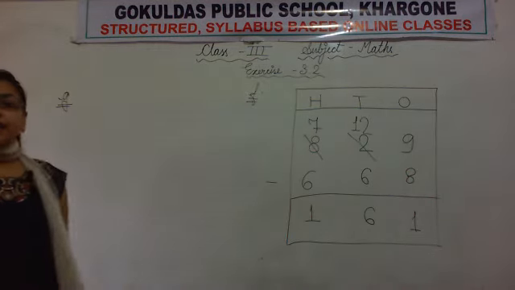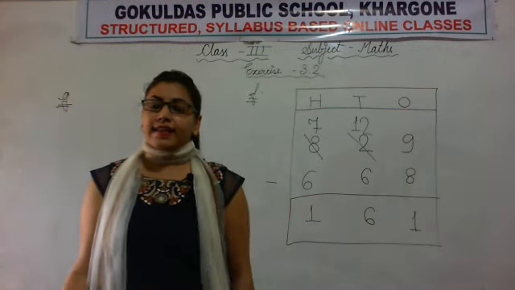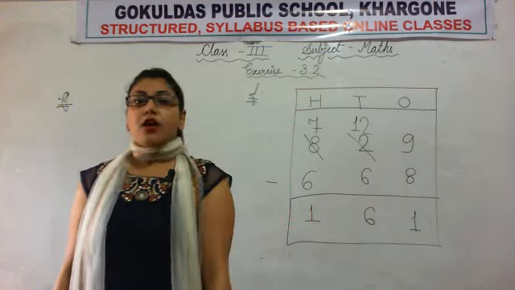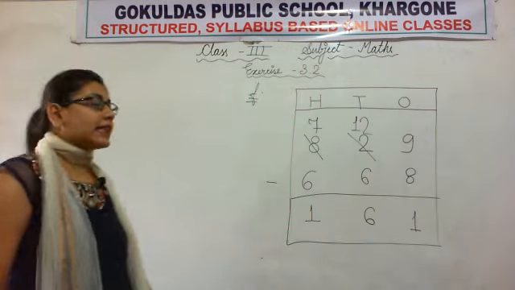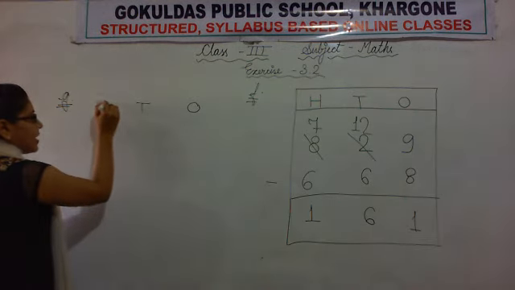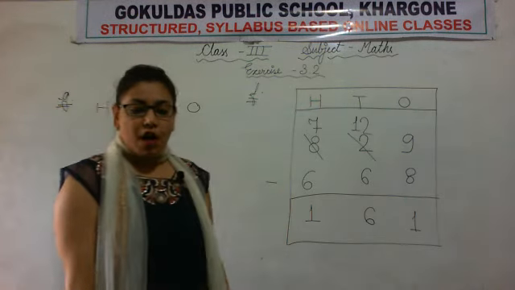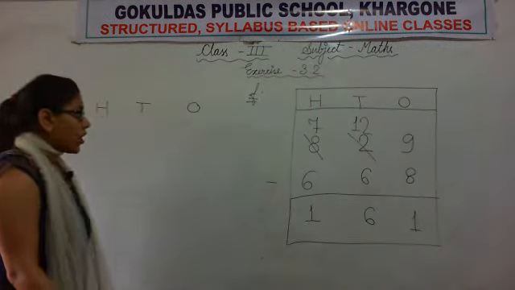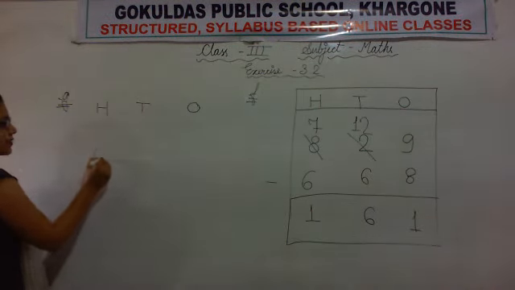Part G. Again, three digits are there in part G also. So again we'll write 3 places. What are the 3 places? Starting from the ones, they are ones, tens and hundreds. Now our minuend is 415.